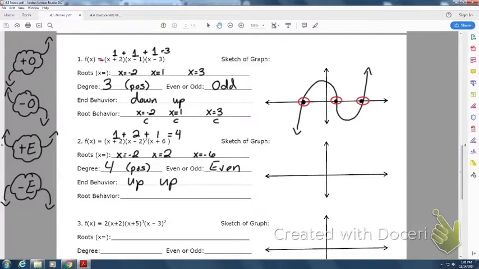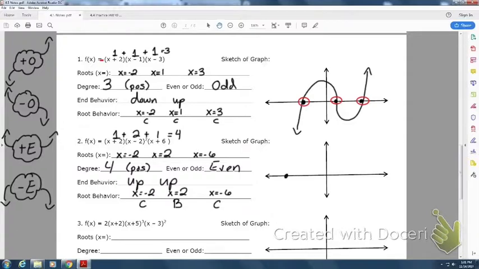And so now I'm going to take these roots, put them down there where it has the root behavior. And x minus 2 had a degree of 1. So Cambridge, is that going to cross, bounce, or twist? Cross. Gabby, x equals 2. That had a degree of 2. So is that going to cross, bounce, or twist? Bounce. Amelia, x equals -6. That one had a degree of 1. So that is going to do what? Cross.